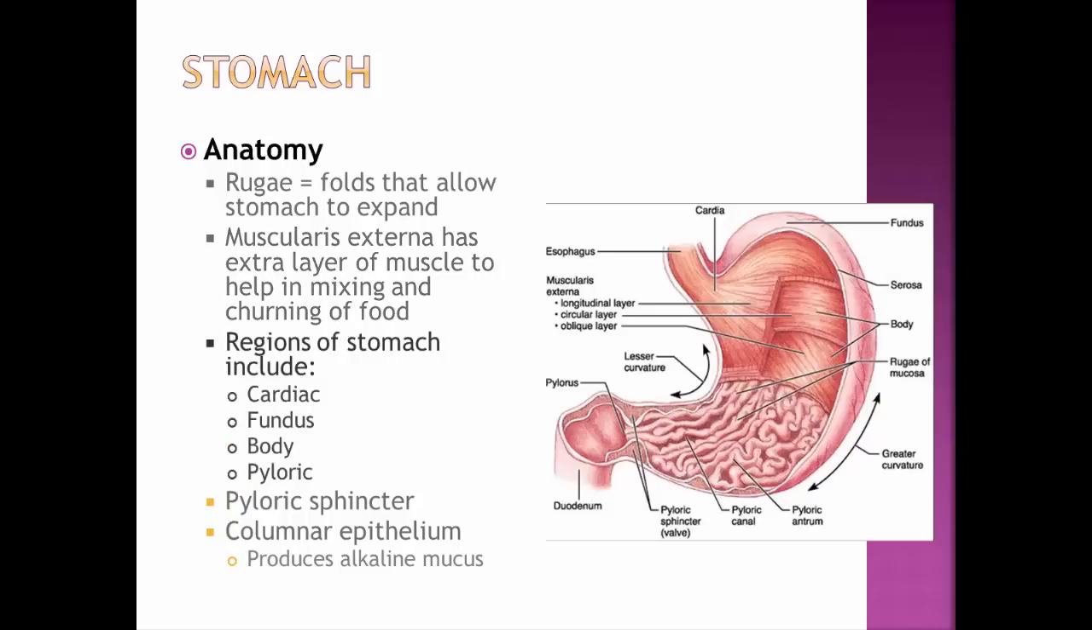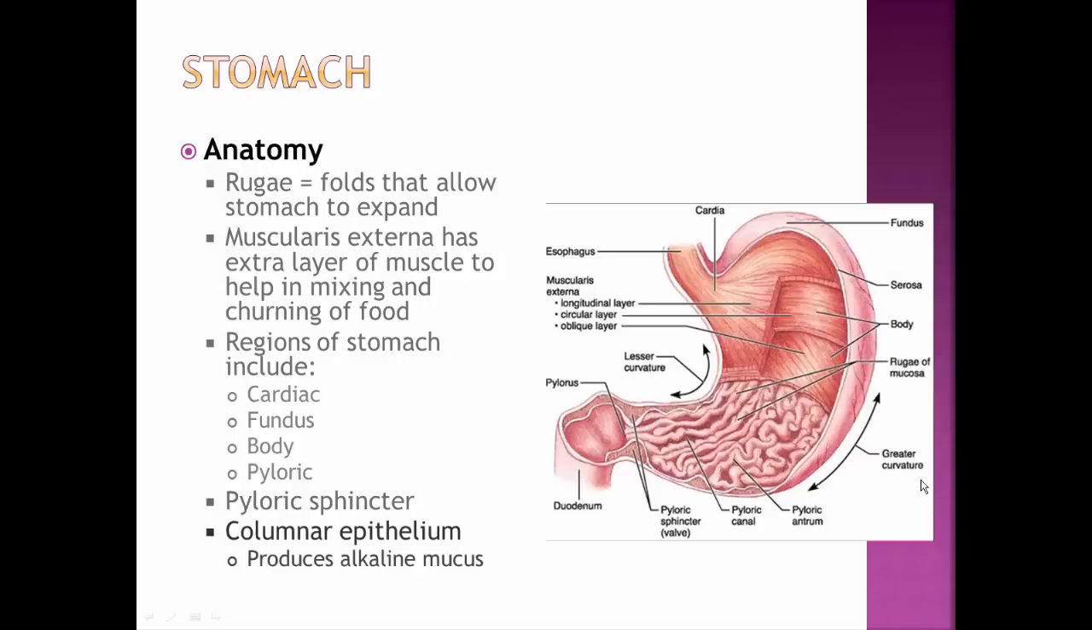The regions of the stomach include the cardiac, which makes sense, as it is located close to where the heart is. The fundus is this upper portion, the body is the main part, and then the pyloric region is down here close to what's called the pyloric sphincter. The pyloric sphincter controls the movement of food from the stomach into the first part of the intestine, called the duodenum. And so we can close this to prevent food from going in, open it up, and squirt some of the food into the duodenum.